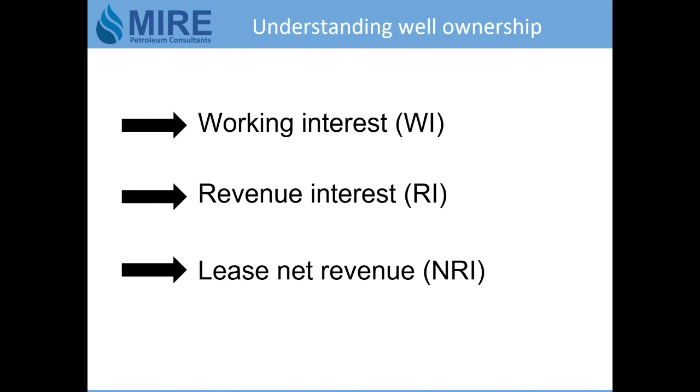Now, the next thing that we have to have for PHDWin is the lease net revenue. So the lease net revenue is the fraction of the revenue that goes to the working interest partners after the royalties and overriding royalties are paid.